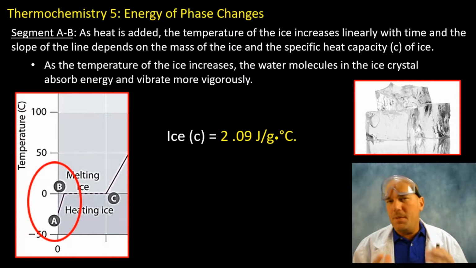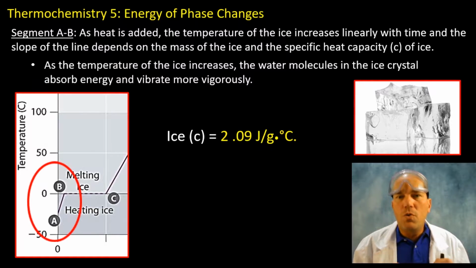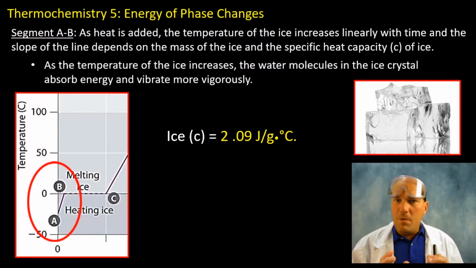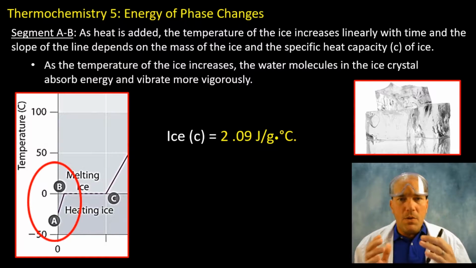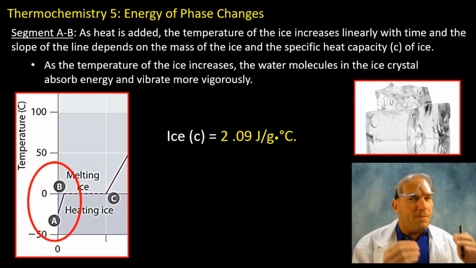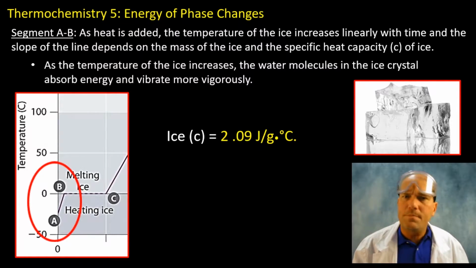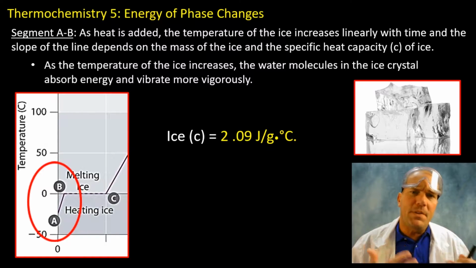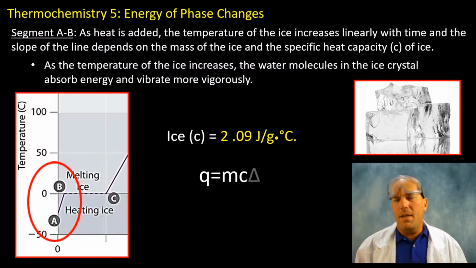Ice has a specific heat capacity of 2.09 joules per gram degree Celsius. Now that is different than what we've looked at for liquid water. So it's important to understand that the different phases for the chemicals, and in this case water, have different specific heat capacities. Very important point there to be made.